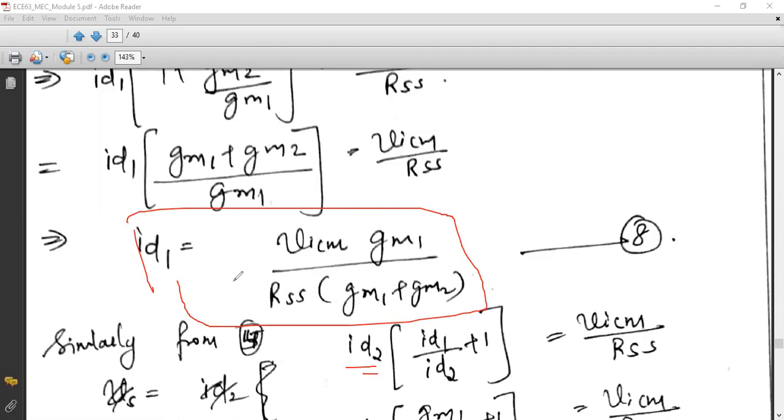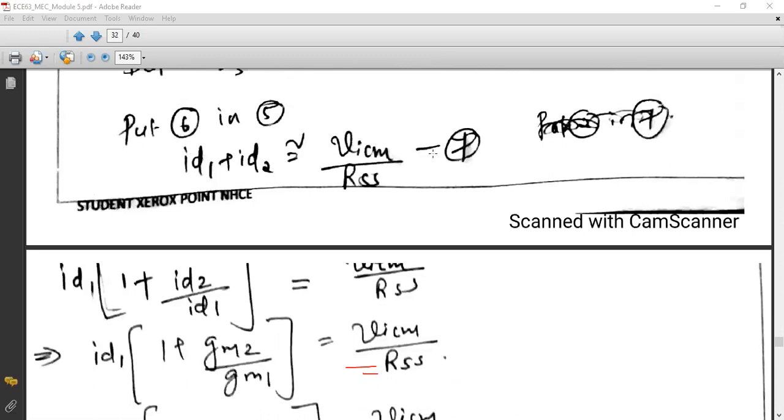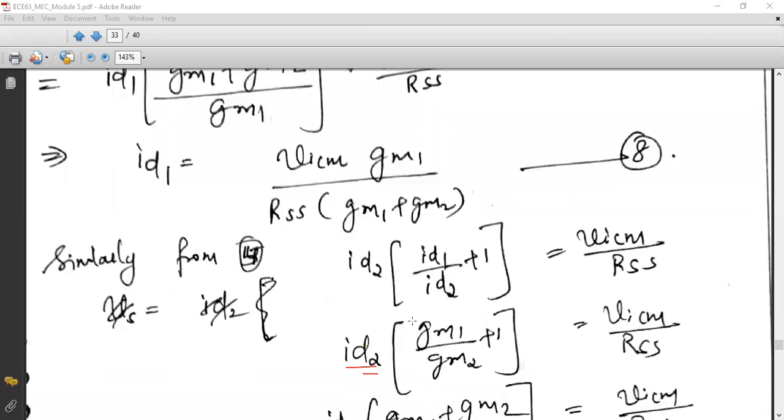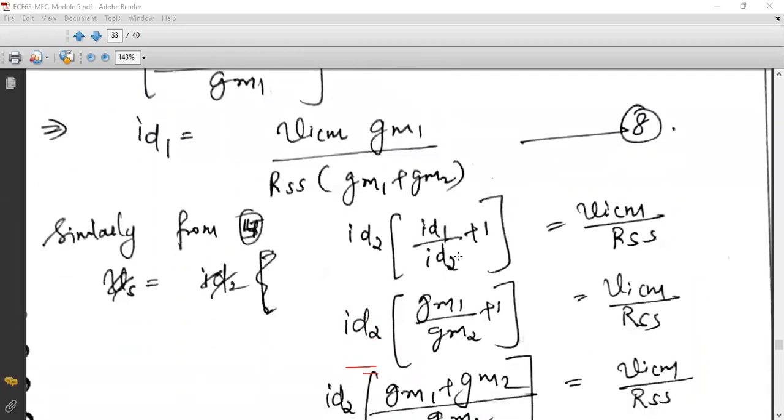Similarly, I need to find the expression for ID2 also. So for that, what you have to do? The same procedure, that is instead of taking ID1 outside, now you will take ID2 outside from equation number 7. Take equation number 7 again and take ID2 outside and proceed. So if I'm taking ID2 outside, within the bracket, you will have ID1 by ID2 plus 1. RHS remains same, that is VICM by RSS.